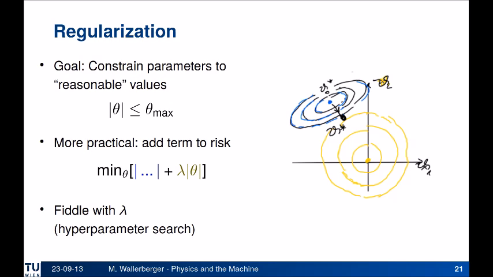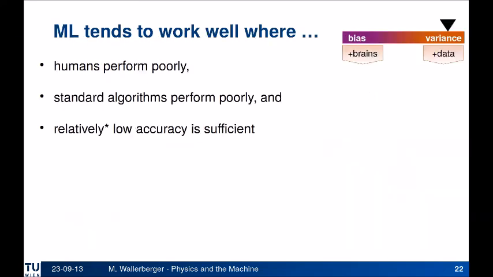Now, regularization is a relatively weak way of constraining our model. And that means the following. If we apply vanilla machine learning techniques to physics problems, it tends to work well in situations where humans perform poorly, where standard algorithms also perform poorly, and where we are content with a relatively low accuracy. That means, for example, most machine learning practitioners are happy with 95, 98% accuracy in classification problems. So that might be enough for us.